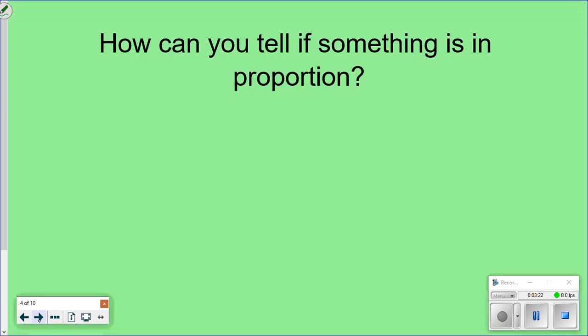Okay, so we talked about this already. How can you tell if something is in proportion? I talked about the butterfly method. You can use division and you can use reducing. And let me show you how to use some of this.